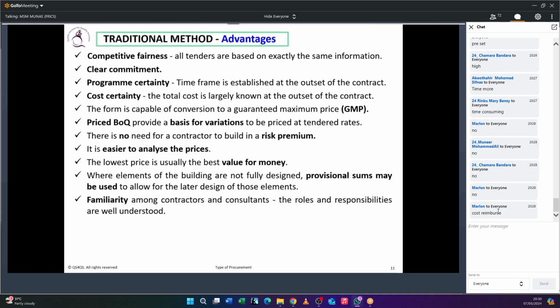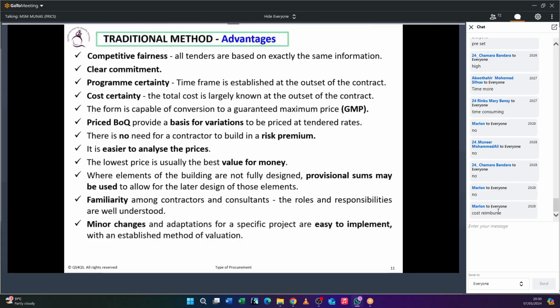Okay, then familiarity. This traditional method is well known in the Gulf region, so everybody knows how it goes. You don't need to explain your roles and responsibilities, and you can use minor changes with this kind of traditional method. What about major changes? No, you can't implement major changes. That will punish you.